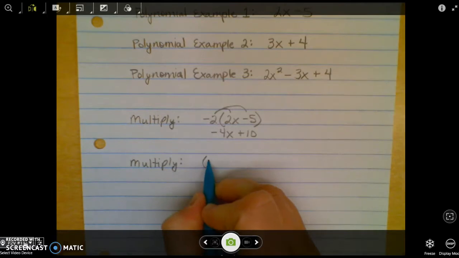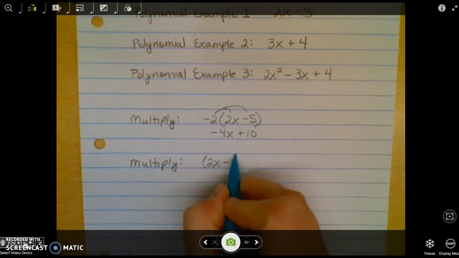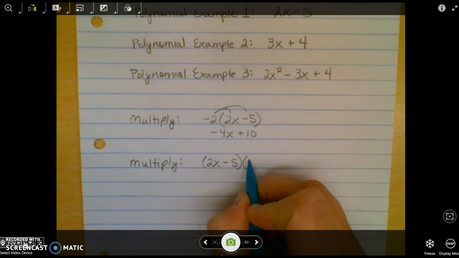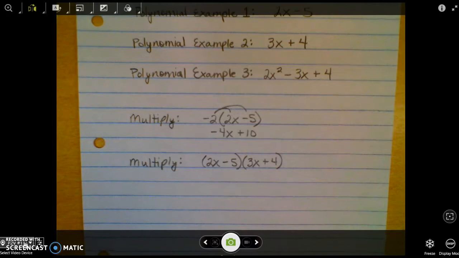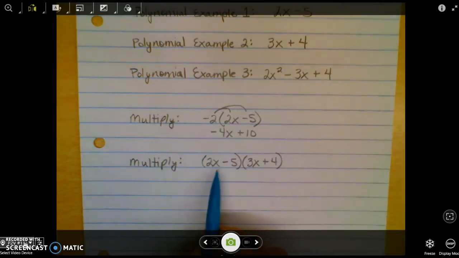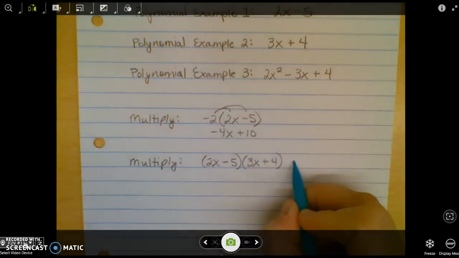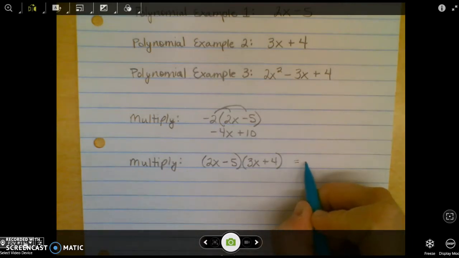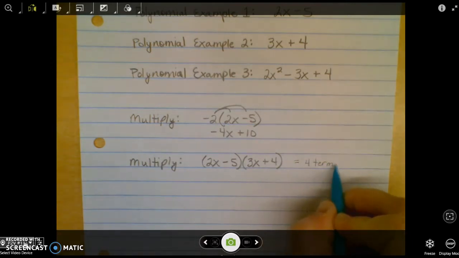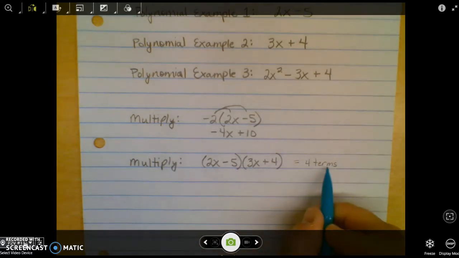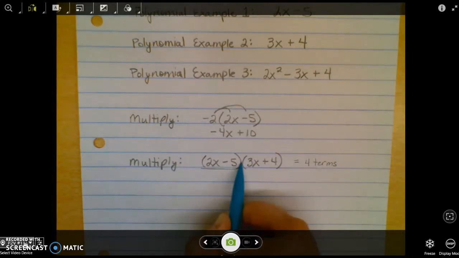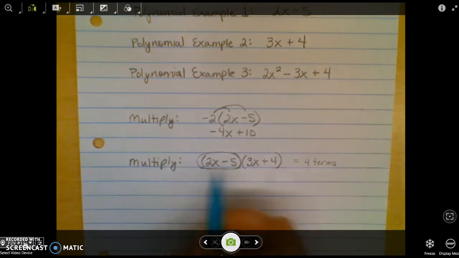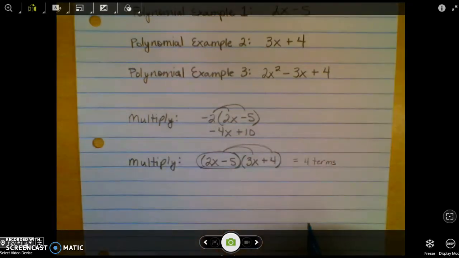So, for example, I'm going to take my first binomial, which is 2x minus 5, and I want to multiply it by my second binomial, 3x plus 4. So, as you can see, this is 2 terms times 2 terms. You should be thinking to yourself, well, after I multiply, I should get 4 terms out of this, because 2 times 2 is 4. So, really what that means is you have 2 distributes. So, basically, this first binomial distributes to the second one.